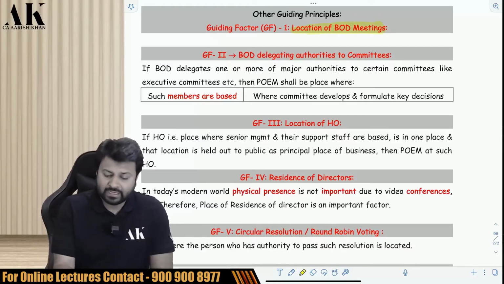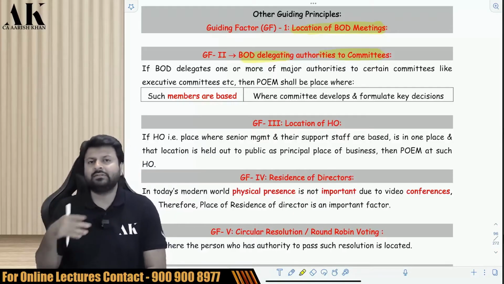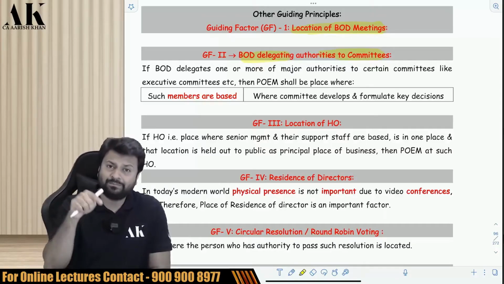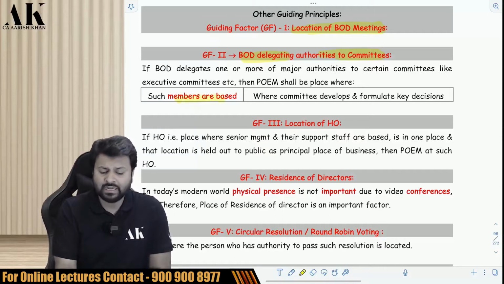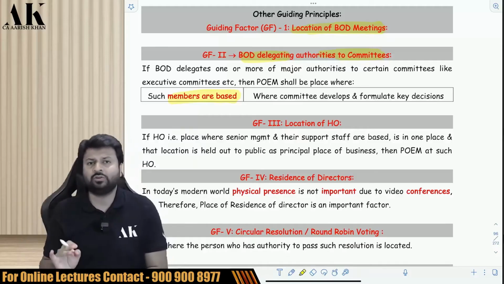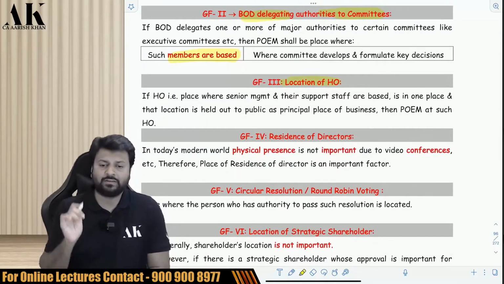Like if the board is delegating some of the authorities to some of the committees, like sometimes the board delegates some of the authorities to an executive committee, remuneration committee, audit committee. So if that committee is taking commercial decisions, then see where the members are based, where they develop and formulate key management and commercial decisions, that place will be considered to be the place of effective management. Location of head office can be considered to be a place of effective management.